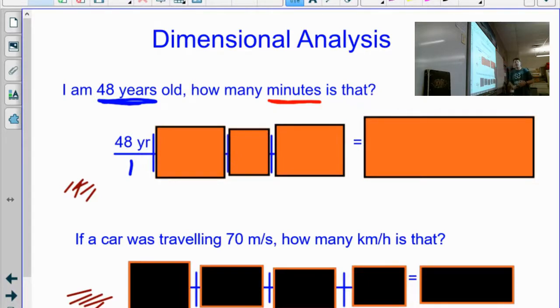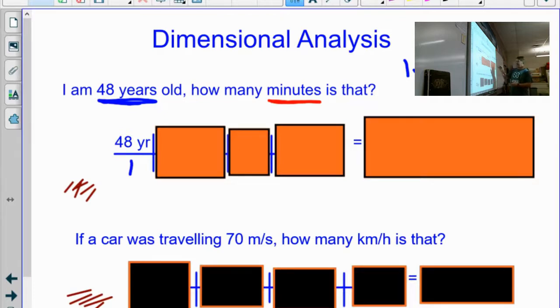So then you've got to come up with your equivalencies. What do you know? Well, we need to get rid of years. So what do I know about 1 year? Well, I know there's 365.25 days in a year, if I count the leap year, okay? So when I look at this, I can write this in one of two ways. I can say 1 year over 365.25 days, or I can write it as 365.25 days over 1 year, okay?